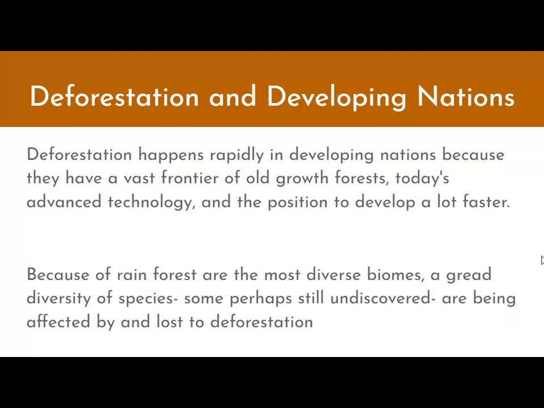In developing nations, like I said, deforestation happens rapidly because they have a lot of old growth forests, and they have today's technology to tear down trees quicker. When colonizers came through and deforested the old growth forests in the 1800s, it was a lot slower. But now, imagine if the colonizers had bulldozers and cranes. It can happen a lot faster.